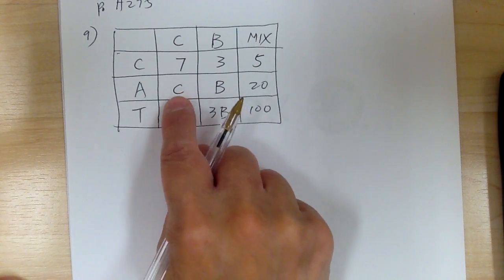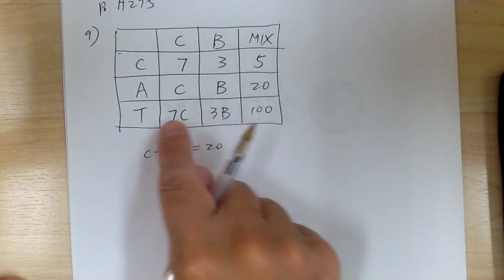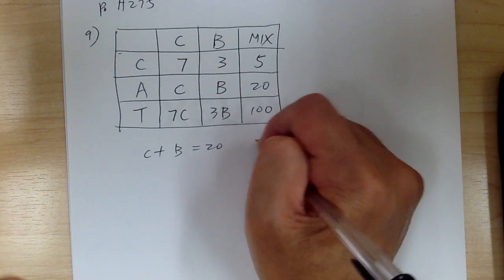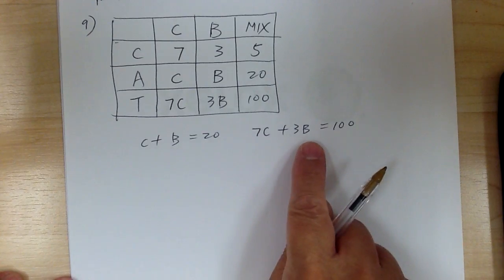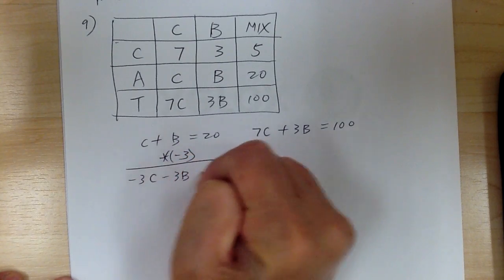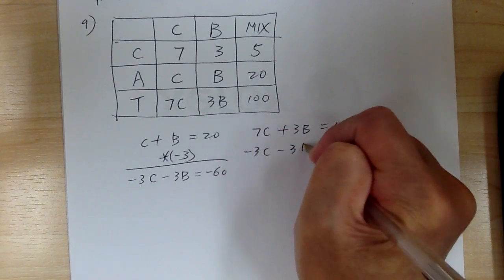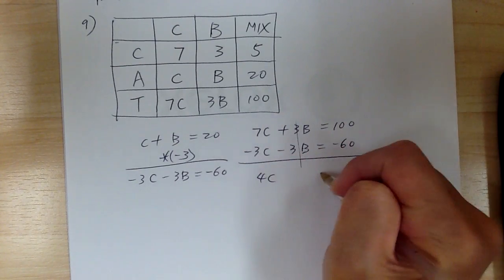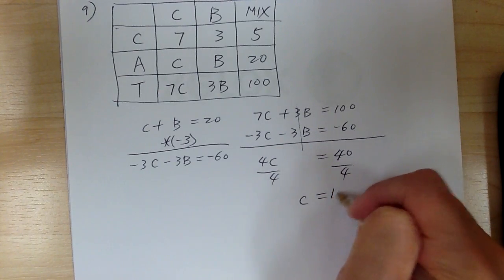So caramel and butterscotch will equal a total of 20 pieces. So C plus B equal to 20. And this is how much it costs. So the total cost would be 100 cents. So 7C plus 3B equal to 100. I'm going to eliminate the B, so times it by -3. So you get -3C minus 3B equal to -60. So put under here, -3C minus 3B equal to -60. And this cancels out. So you get 4C equal to 40. Divide by 4. So C equal to 10.